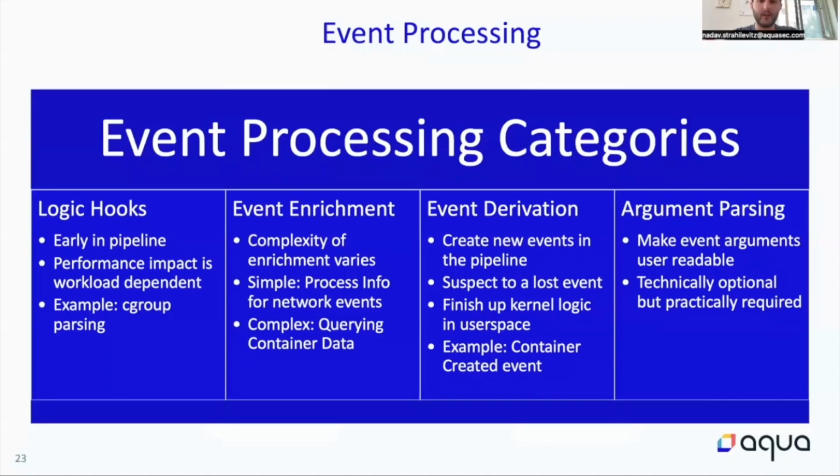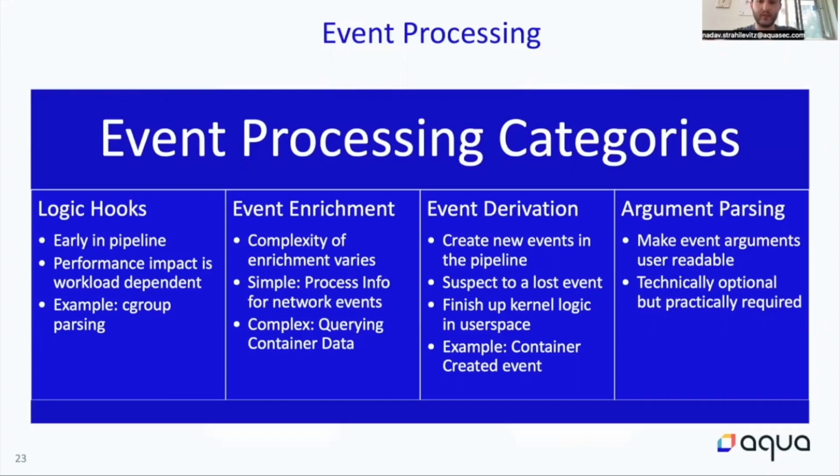Now that we've tackled how we reduce processing work, let's talk about what we actually process in our pipeline. We have currently 4 different categories of processing we do for events. 1, logic hooks done after filtering, and this is mainly done to change states and caches that Tracee holds. 2, event enrichment, querying more fields into our event context or arguments, and the main example of that is container enrichment, which we will discuss next.